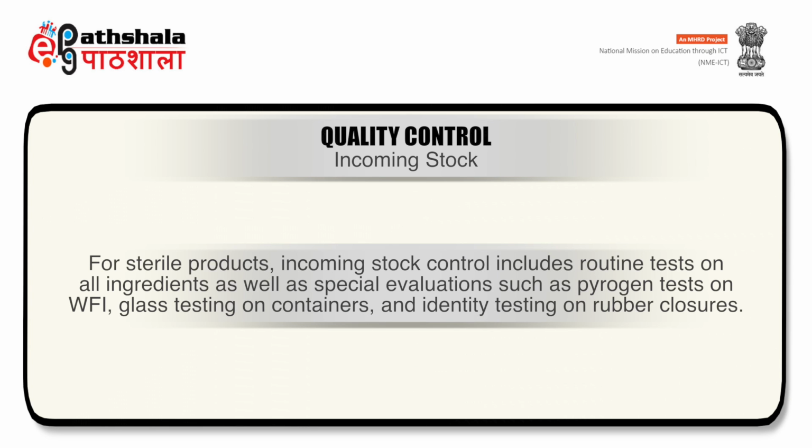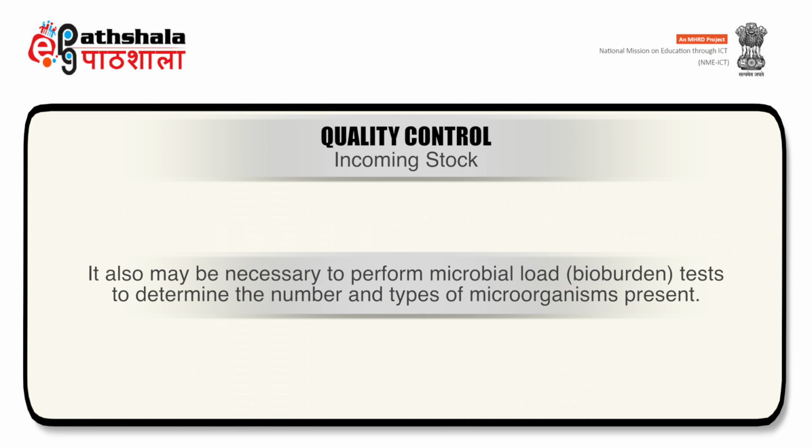For sterile products, incoming stock control includes routine tests on all ingredients as well as special evaluations like pyrogen tests, then glass testing on containers and identity testing on rubber closures. It may also be necessary to perform microbial load test to determine the number and types of microorganisms present.